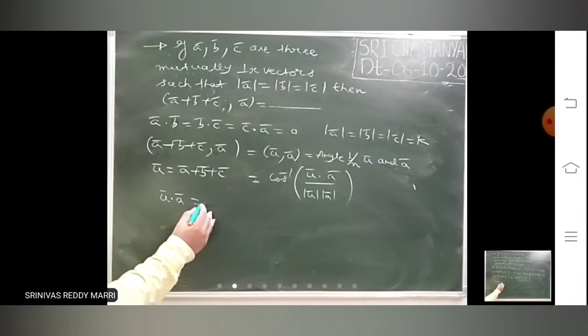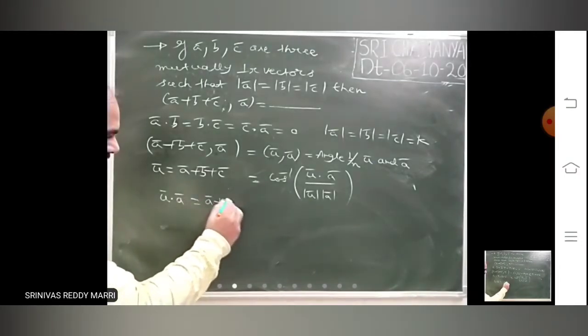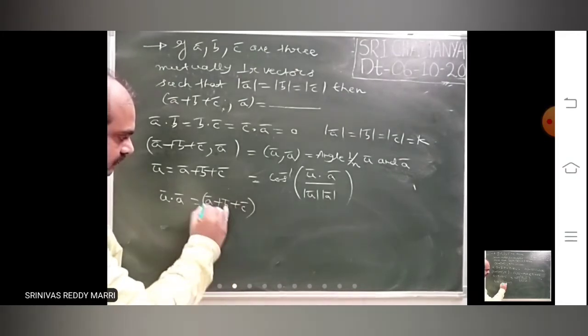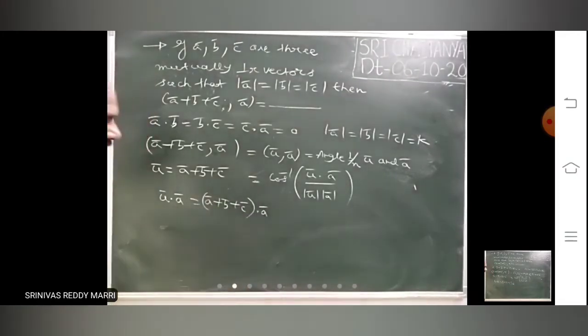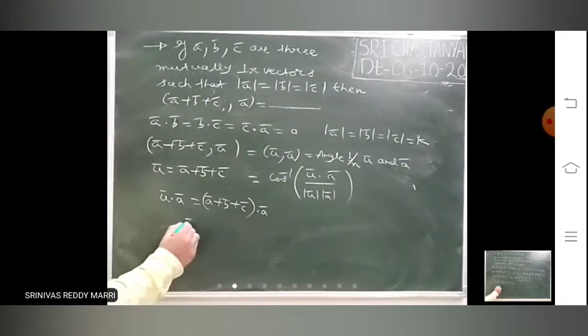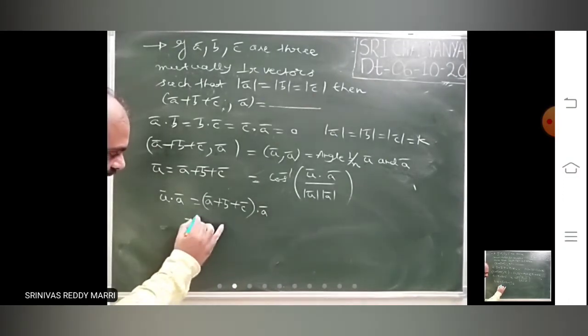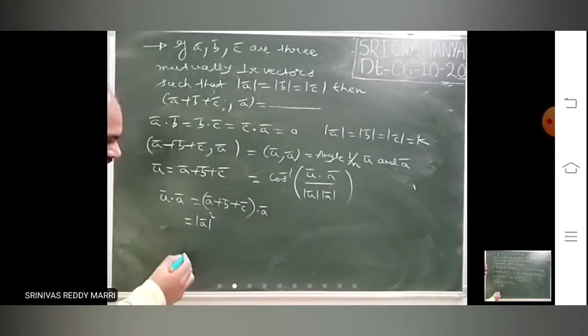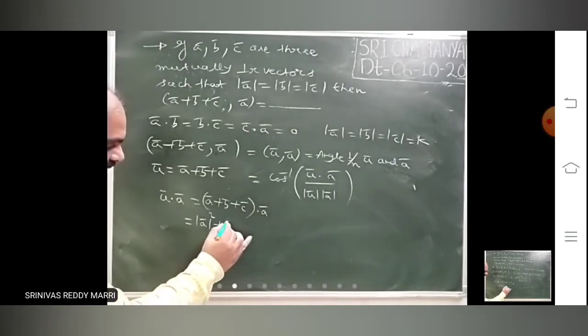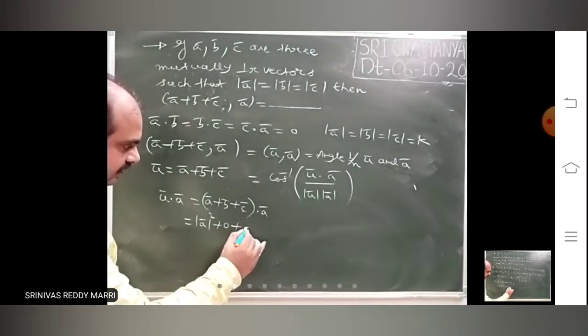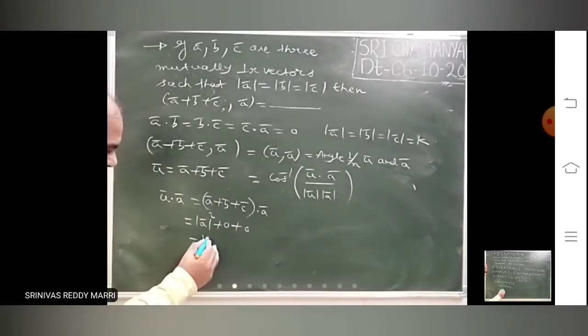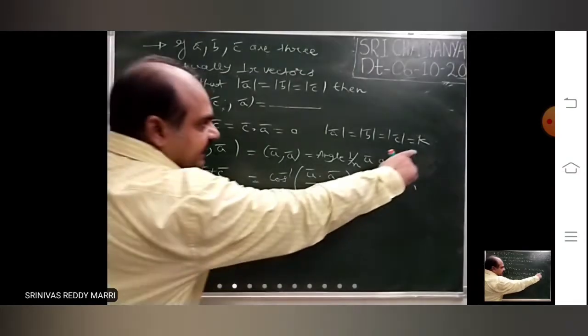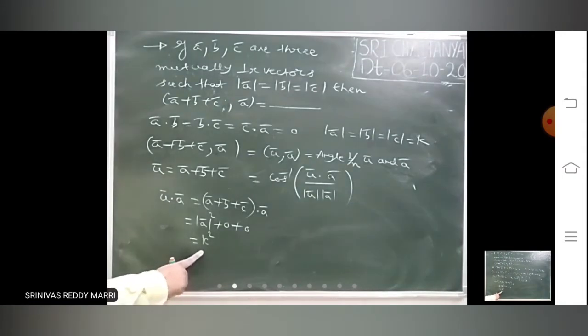Here I am calculating. u dot a is nothing but u dot a bar, that is a dot a, modulus a square, plus b dot a which is 0, plus c dot a which is 0. Modulus a square is nothing but k square. So u dot a is nothing but k square.